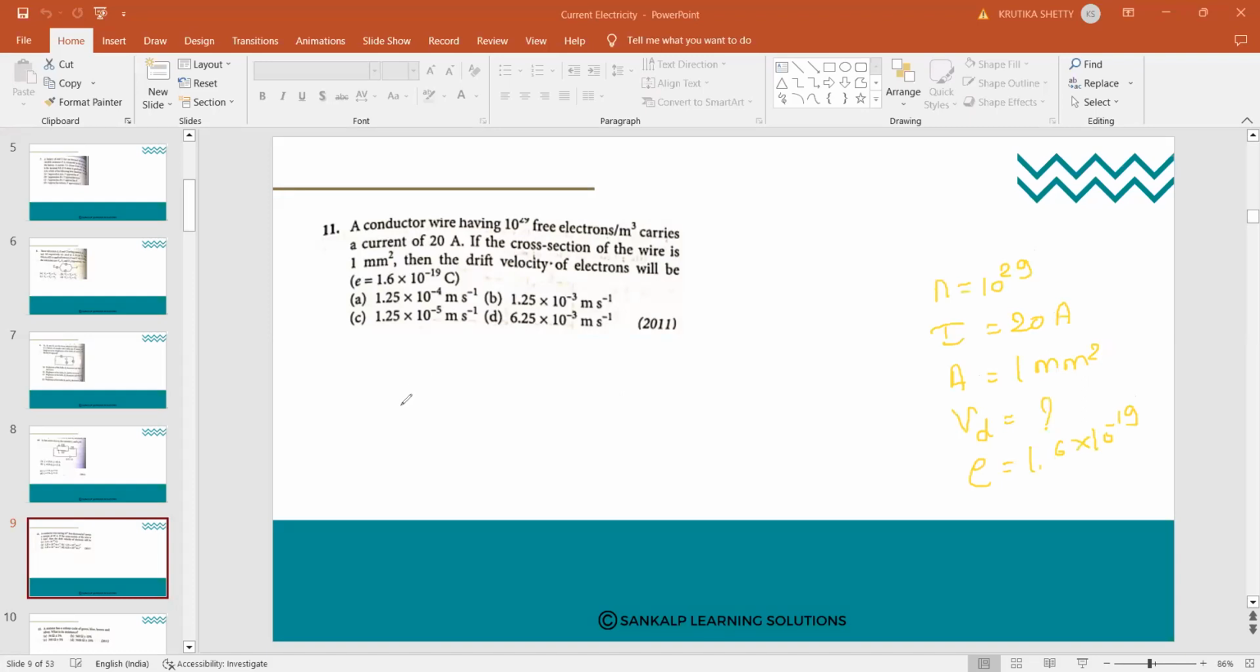Yes. So already you know the formula, that is I is equal to NEAVd. Simplifying, Vd is equal to I divided by NEA. Current is 20 ampere. Number of electrons 10 to the power 29 per meter cube. Charge of electron 1.6 into 10 raised to minus 19. Then area is 1 millimeter square, so you have to take it in meters: 1 into 10 raised to minus 6 meter square. Substitute the area value correctly.